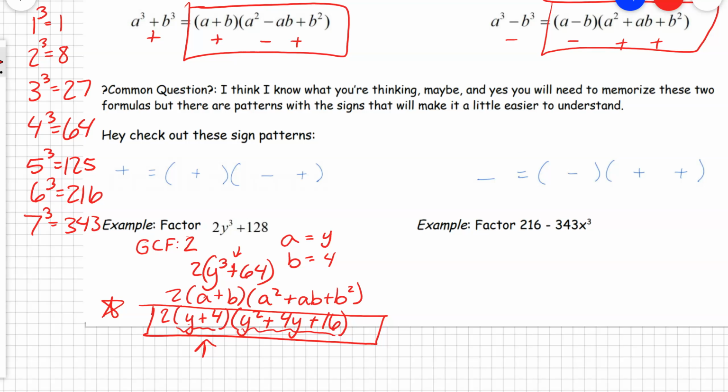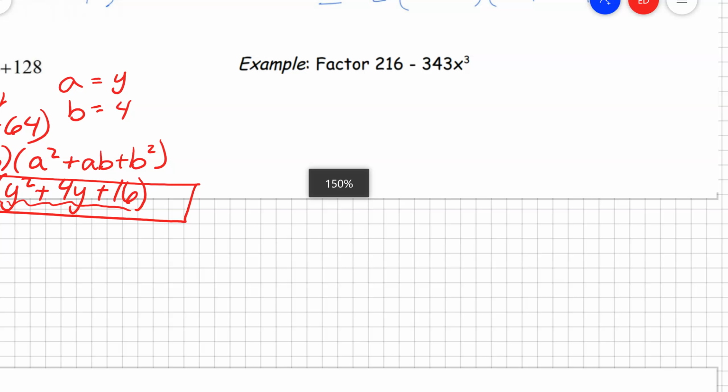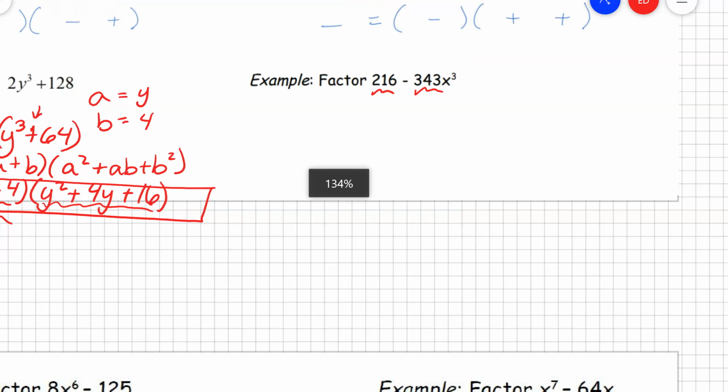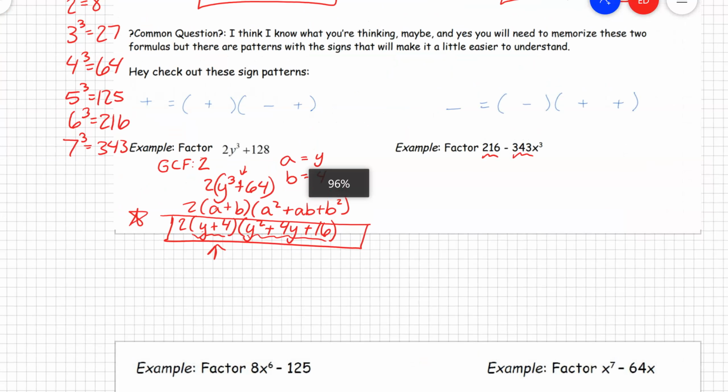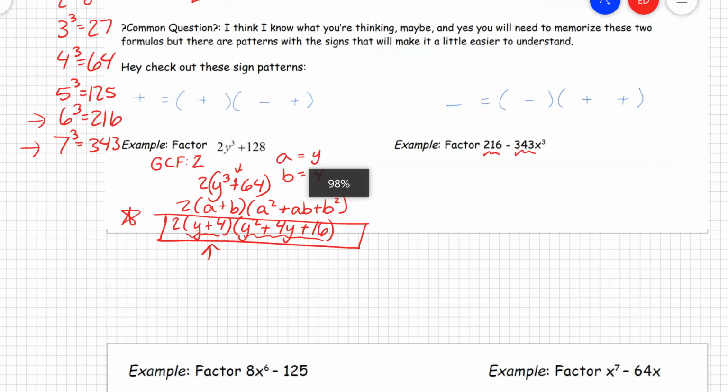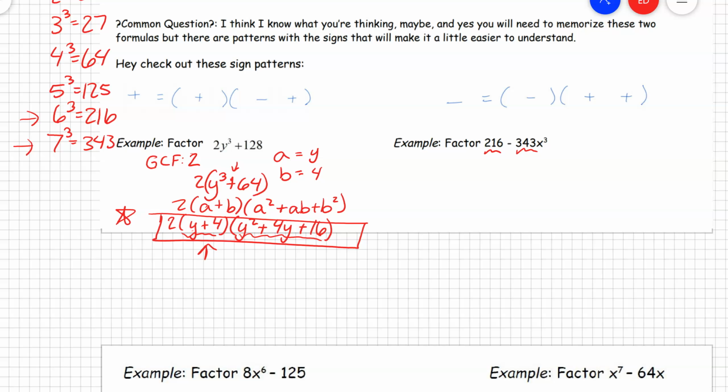All right. Okay, so for this example, the first thing that we're going to do is, because it's a difference of cubes, I noticed that 216 and 343 are two of our cubes. We talked about that earlier, whereas 6 cubed is 216, 7 cubed is 343.